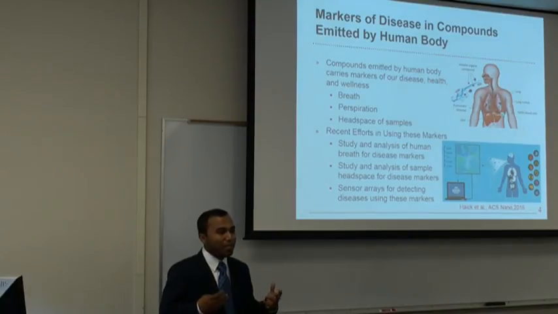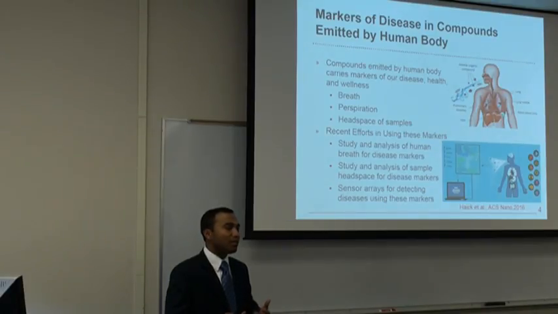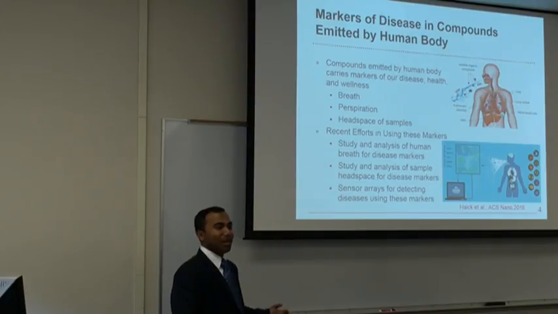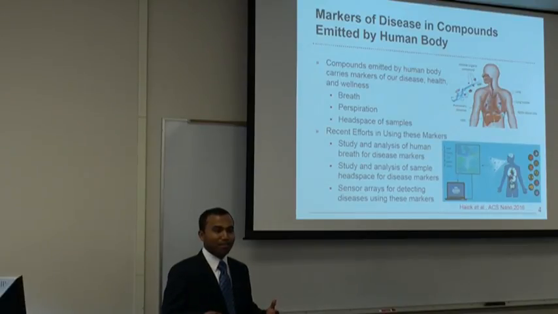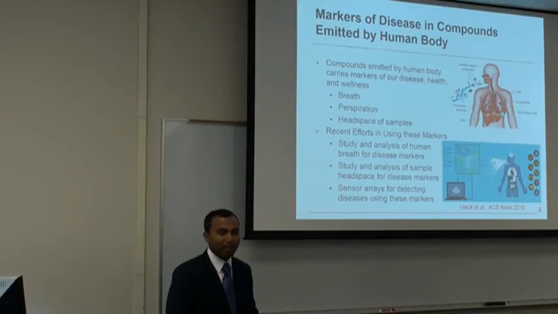the compounds that are emitted are usually called volatile organic compounds. And whenever I say compounds here, I'm referring to volatile organic compounds. These are the compounds that come off of either the samples or the perspiration, things like that. So even the things that come out of our perspiration also contain information about our health.